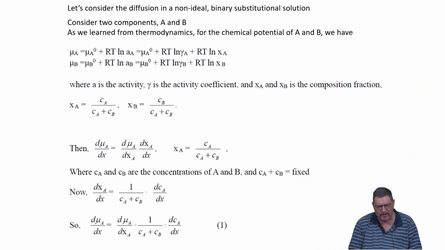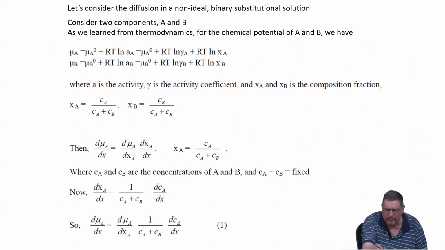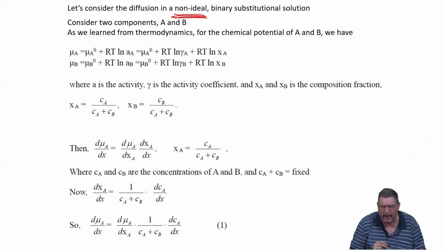So let's consider the diffusion would be taking place in a non-ideal binary substitutional model. Non-ideal means we do not take the ideal solution model. We have interaction parameters between A and B, and that means that we have to, in order to describe the chemical potential, use the full approach relating the chemical potential also to the activity and activity coefficient.